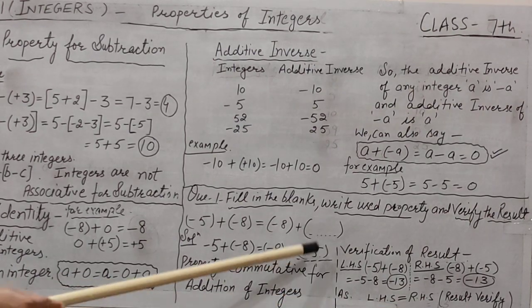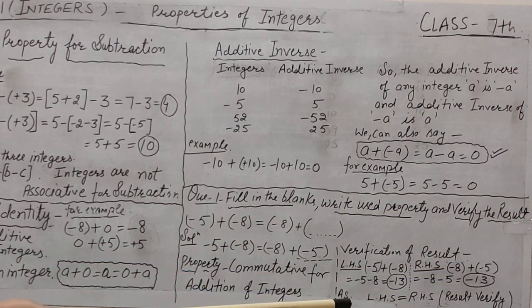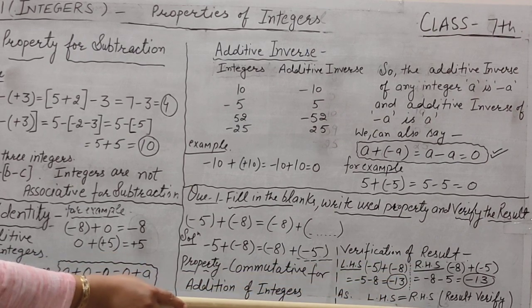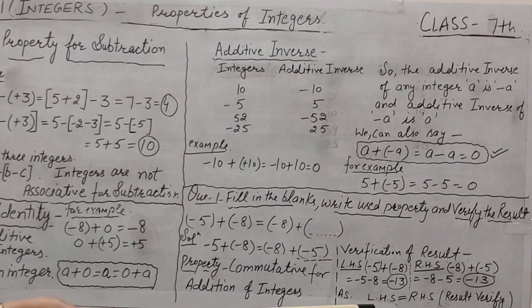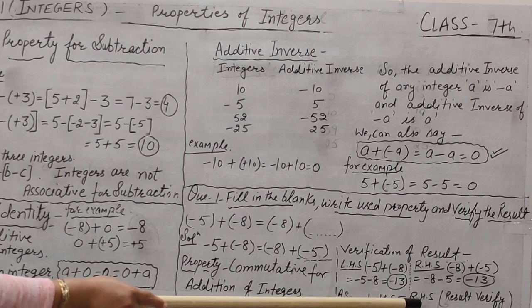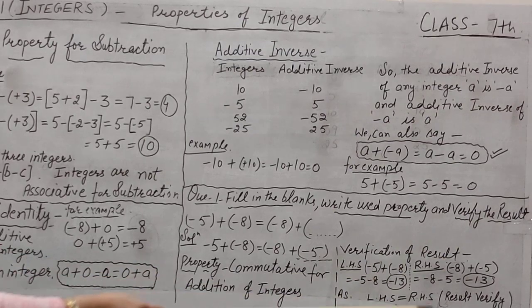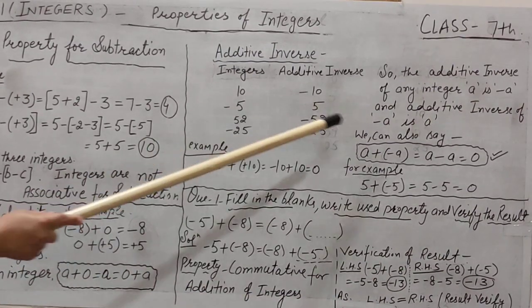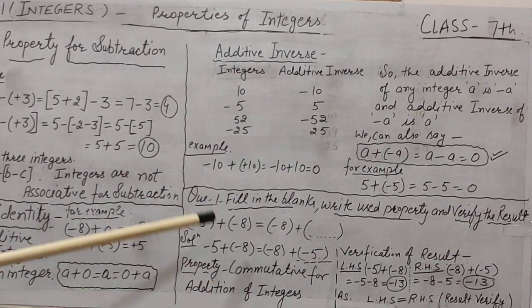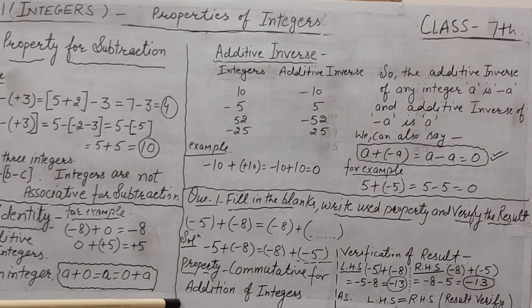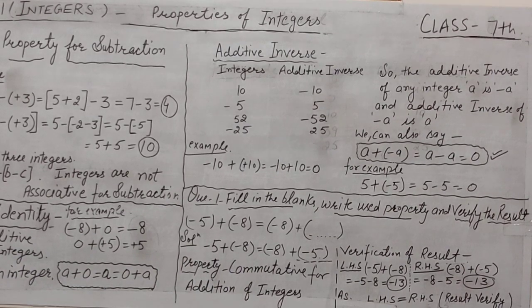So you have to verify the result by solving the left hand side separately and the right hand side separately. Then you have to write left hand side is equal to right hand side, results are verified. In the similar way, we have to do more and more questions using the property to understand all the properties.